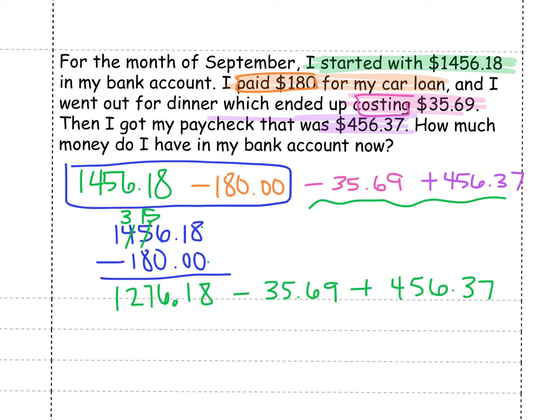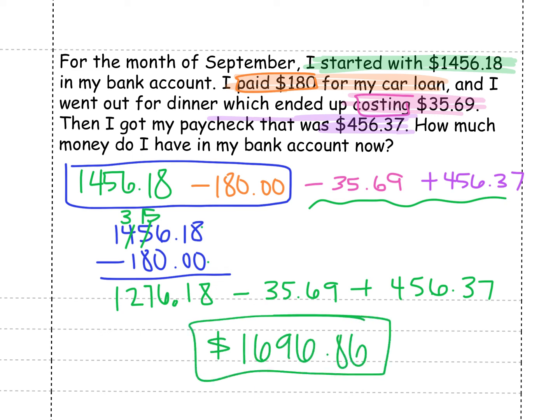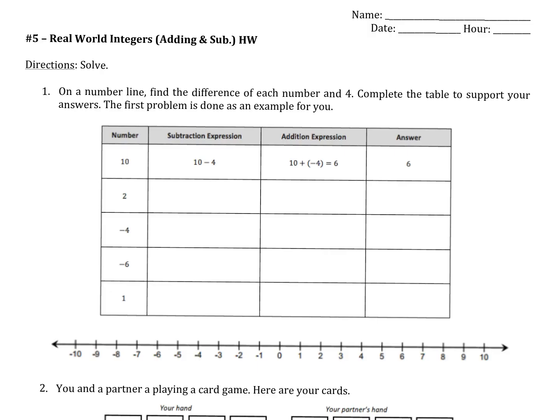And if you did your math correctly, you should end up with a remainder of $1,696.86 in the bank account. If you did not get that, go back and double check your work or ask a friend to look it over and see if you can catch your mistake.